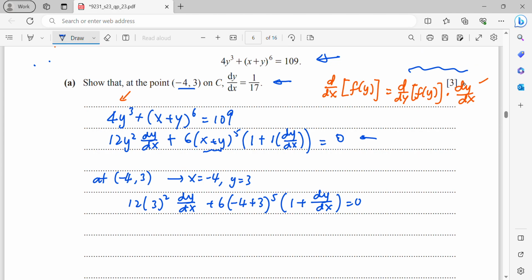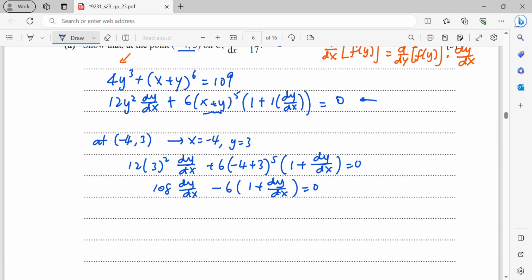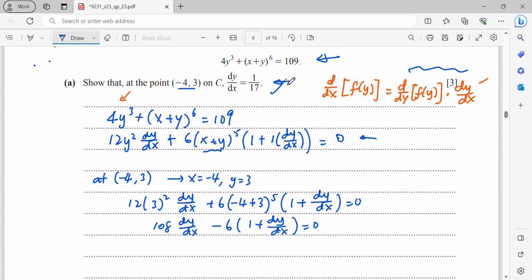Then from here, the first term I will get 108 dy/dx. Then now -4 plus 3 is -1. (-1) to the power 5 is negative. Therefore, I get -6(1 + dy/dx) equals to 0. Now I will do expansion because we need to show dy/dx is 1/17.